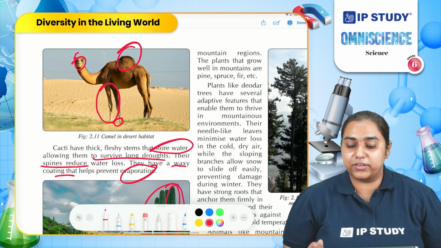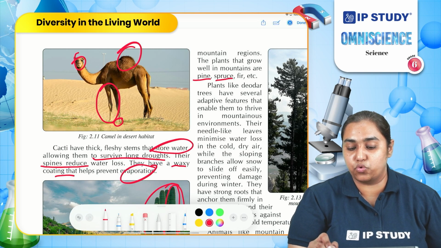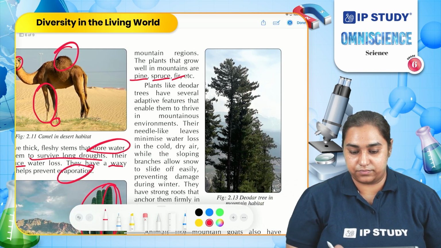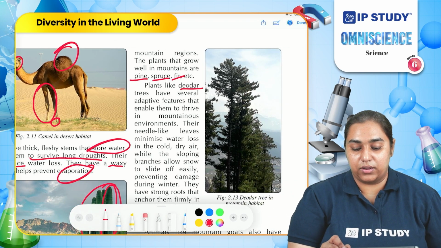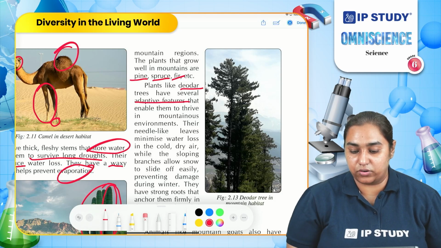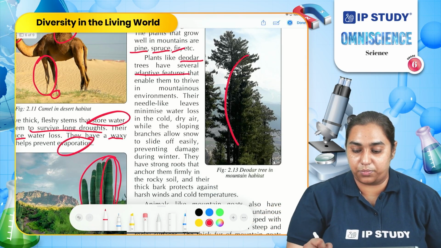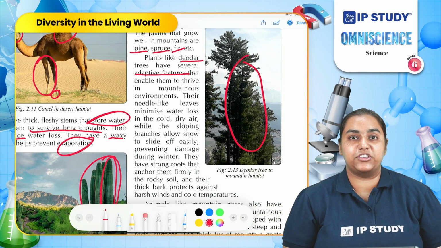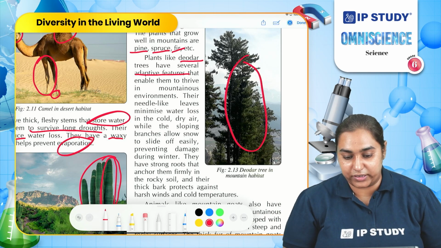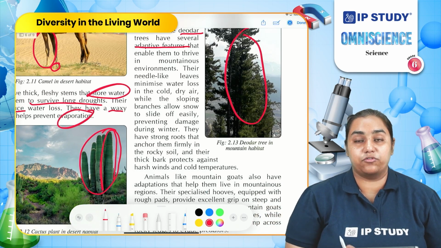Common plants found in this region are pine, spruce and fir. Plants like deodar have several adapted features. Look at this image. This is the image of the deodar plant. They have several features which allow them to survive in the mountainous region. Let us understand what these features are.